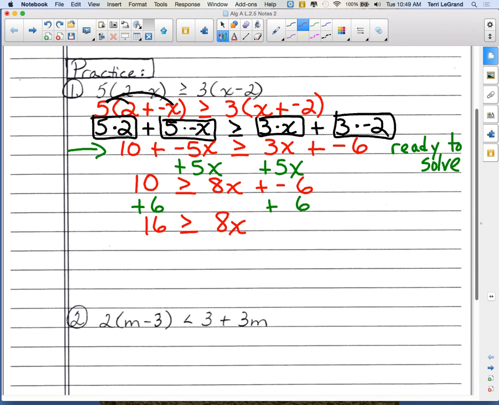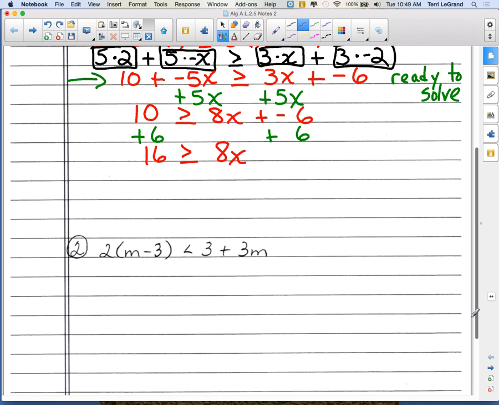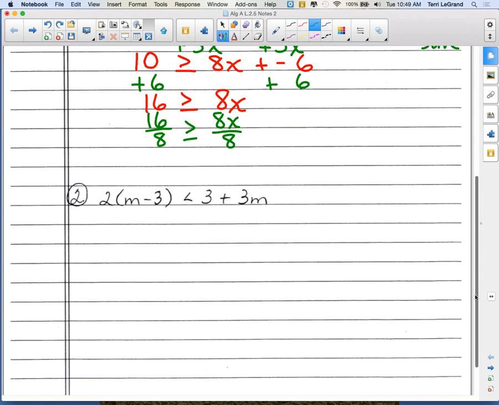And we should end up with 16 is greater than or equal to 8x. Finish it up. What are we going to do now? Divide both sides by 8. Thank you to the person that I heard say divide both sides by 8. 16 divided by 8, class? 2. Do we divide by a negative? No. Nope, so we don't need to reverse the sign.